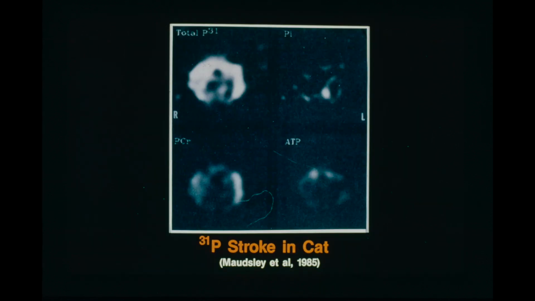This can be displayed in a similar fashion that I showed you earlier with the proton chemical shift image, where we can observe just phosphocreatine, ATP, inorganic phosphate, and the total phosphate pool. The acquisition time for this was roughly on the order of an hour. So from a clinical standpoint, this probably will not be useful.